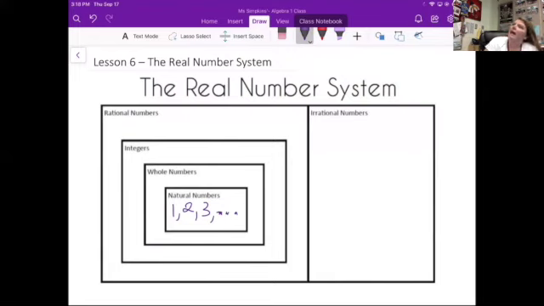So the reason why natural is inside all those other boxes is because all those numbers are also whole numbers. They're also integers. They're also rational. So we could call the number 1 natural, whole, integer, rational, and all of them are called real numbers.